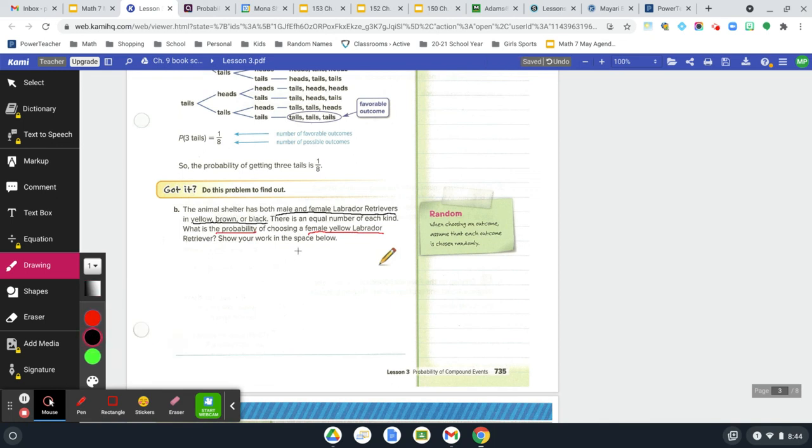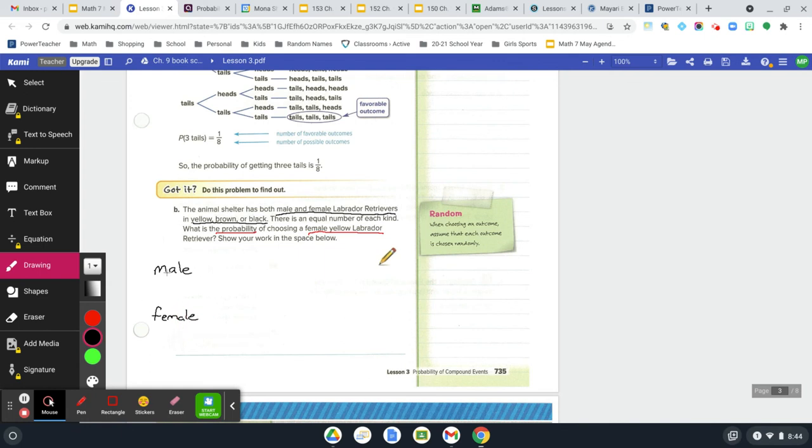Okay, so let's start with the trunk of the tree. Now that's going to be what's first listed here. So male and female Labrador retrievers. So you're going to see me write for the trunk of the tree, male and female.